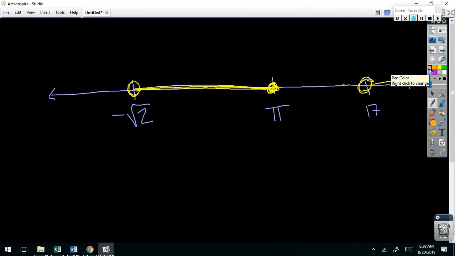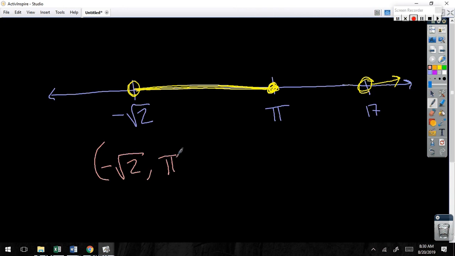So when you get confused, think about what's the absolute smallest it can be. Negative square root of 2. Can it actually be negative square root of 2? No. So that means I need a parenthesis. Then it goes up until it hits what? Pi. Can it be pi? Yes, it can be pi, because there's a dot on pi. Now, it skips some space. So to this, I need to join another piece. How do I do that? A U.